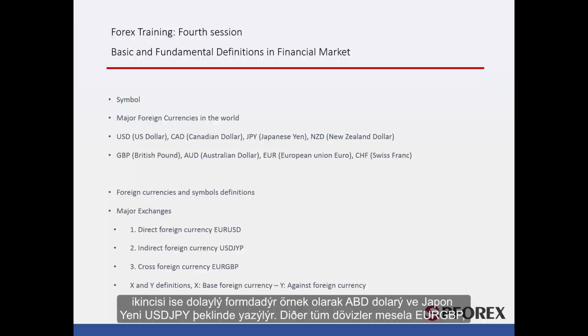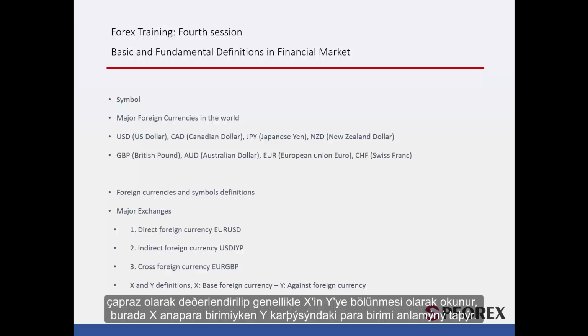All other currencies, like EUR GBP, are referred to as cross and are usually read as X divided by Y, where X represents the main currency, while Y specifies the opposing currency.